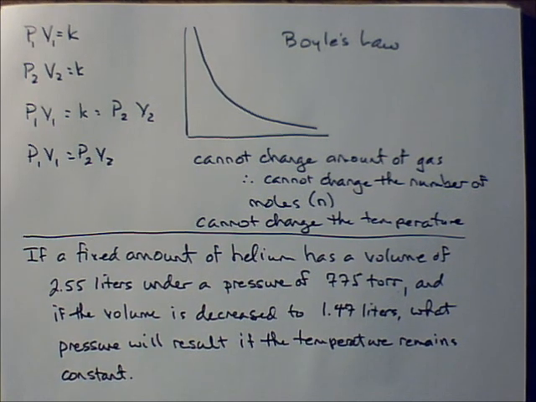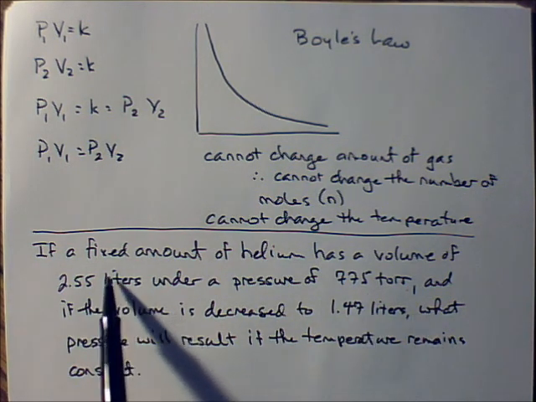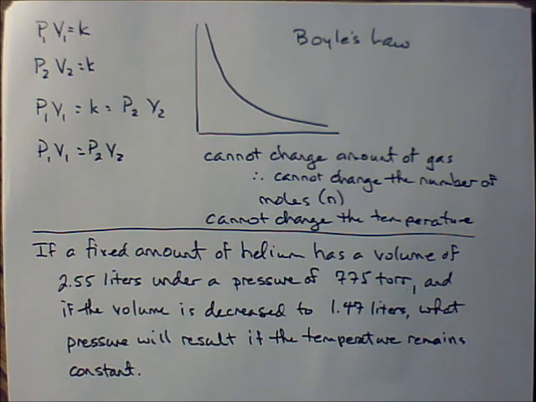If the temperature remains constant. So I've given you the conditions here. Okay, I said that in order for Boyle's law to work, we cannot change the amount of gas. So I said a fixed amount of helium. So I didn't change the amount of gas. All right. We said also that the amount of a substance is measured in moles. So the moles are going to stay constant. Okay. And then down here I said the result.